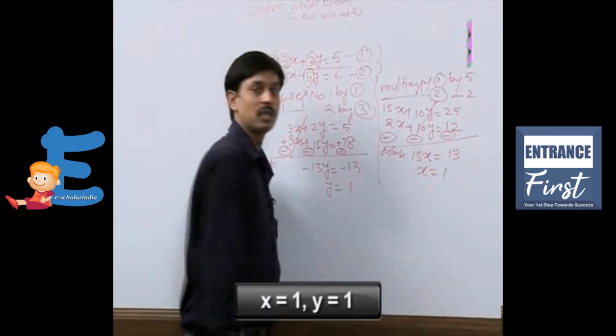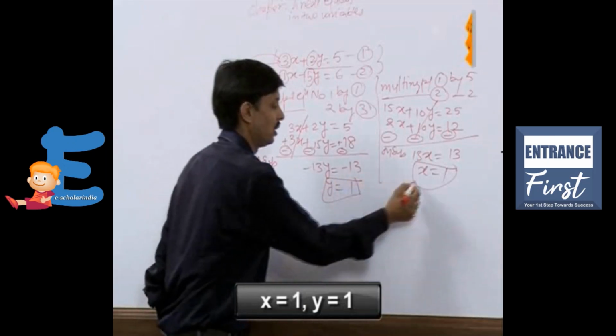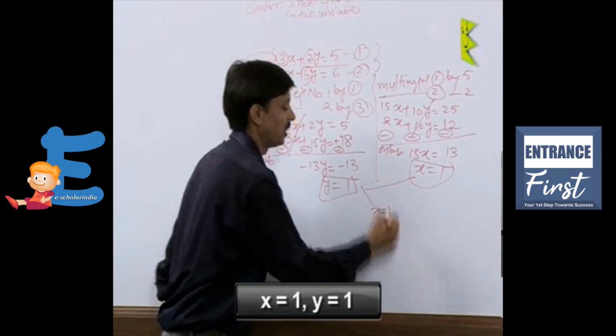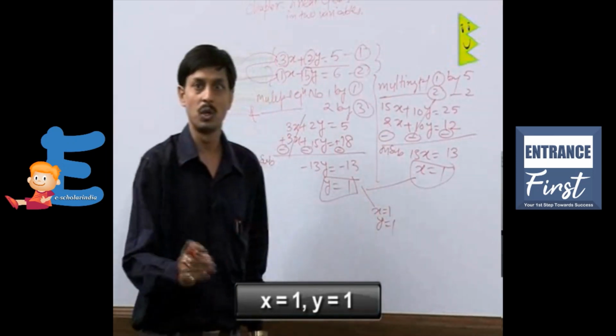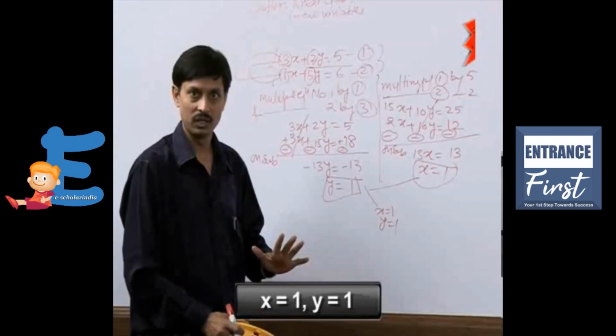So the answer of x is 1. x is 1, y is 1. So the net answer, we can write x is equal to 1 and y is equal to 1, is the solution set of these equations with the method of elimination.